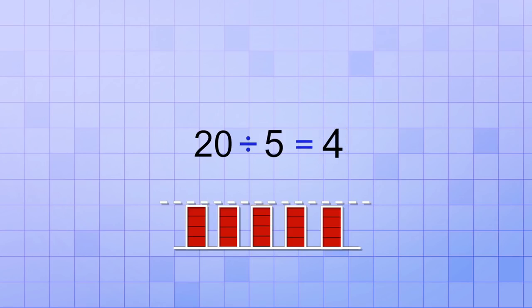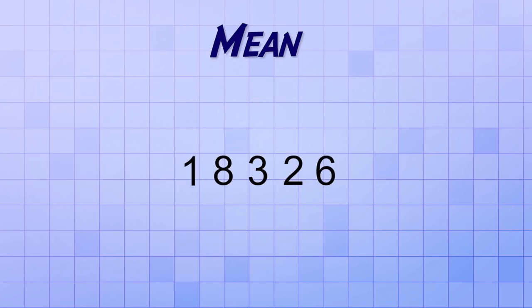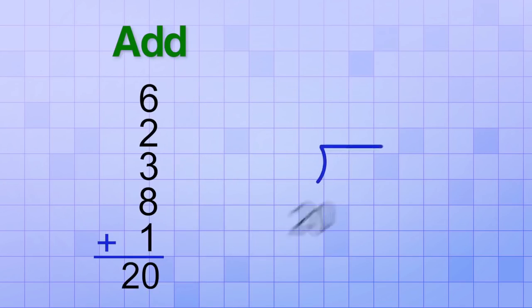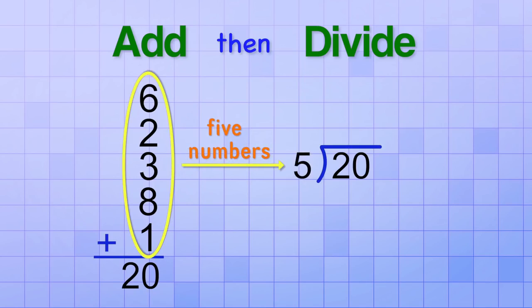So that's the math procedure you use to find the mean of a data set. It's just 2 simple steps. First, you add up all the numbers in the set, and then you divide the total you get by how many numbers you added up.